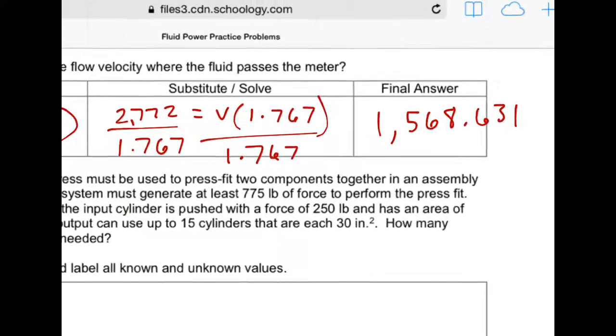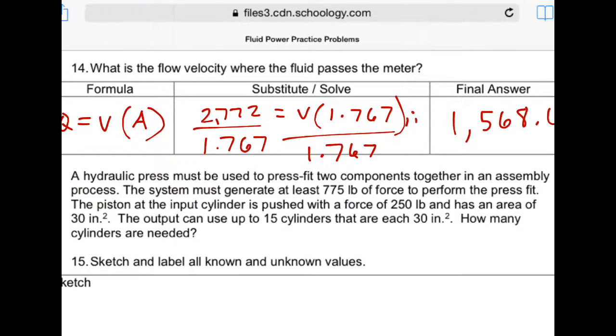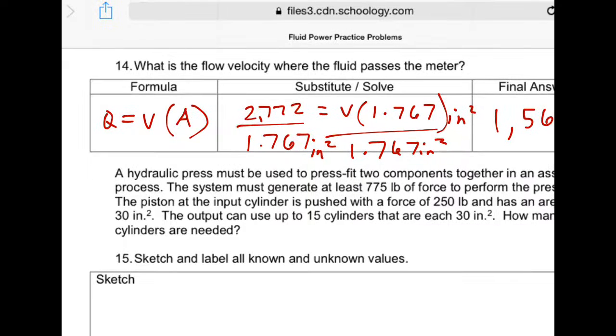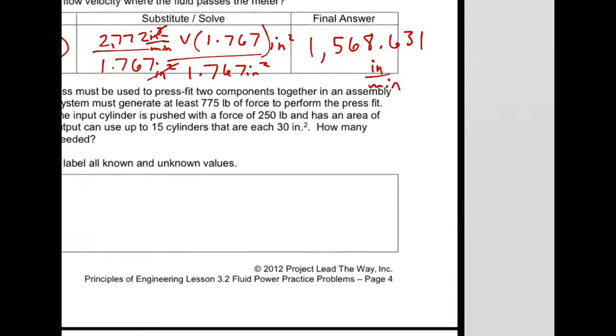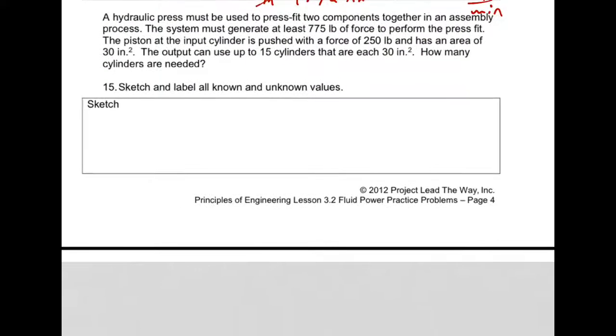So what were the units here? We had area, which was inches squared, and we had the flow rate, which was inches cubed per minute. That cancels with that, so it's just inches per minute. Inches per minute. This is all very nice.